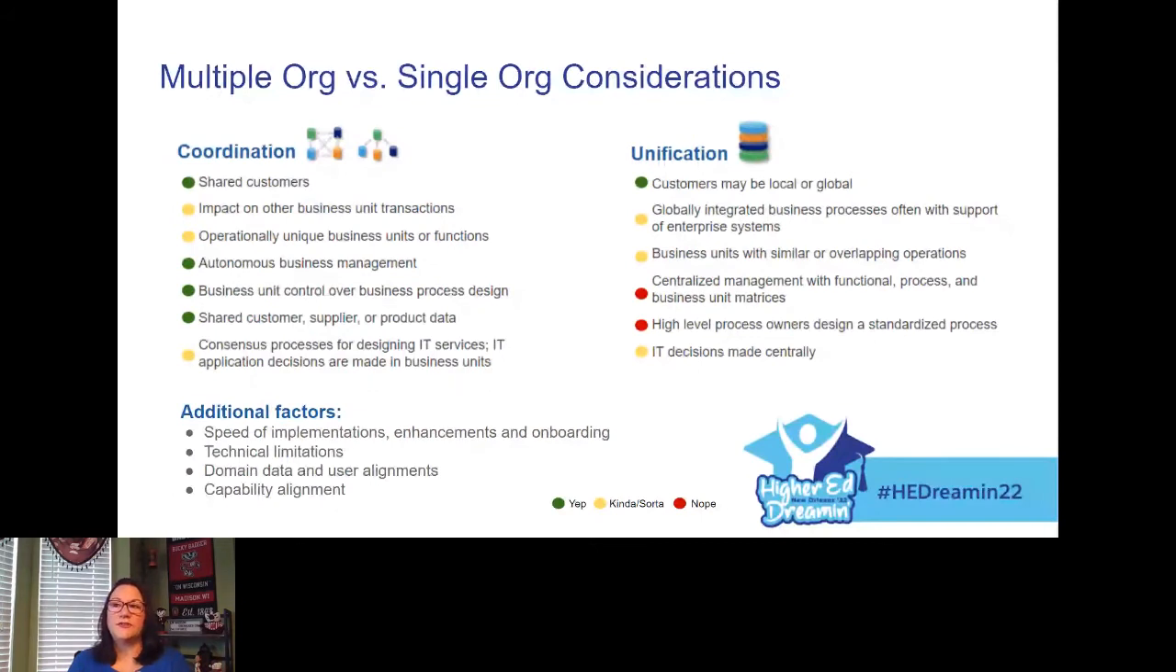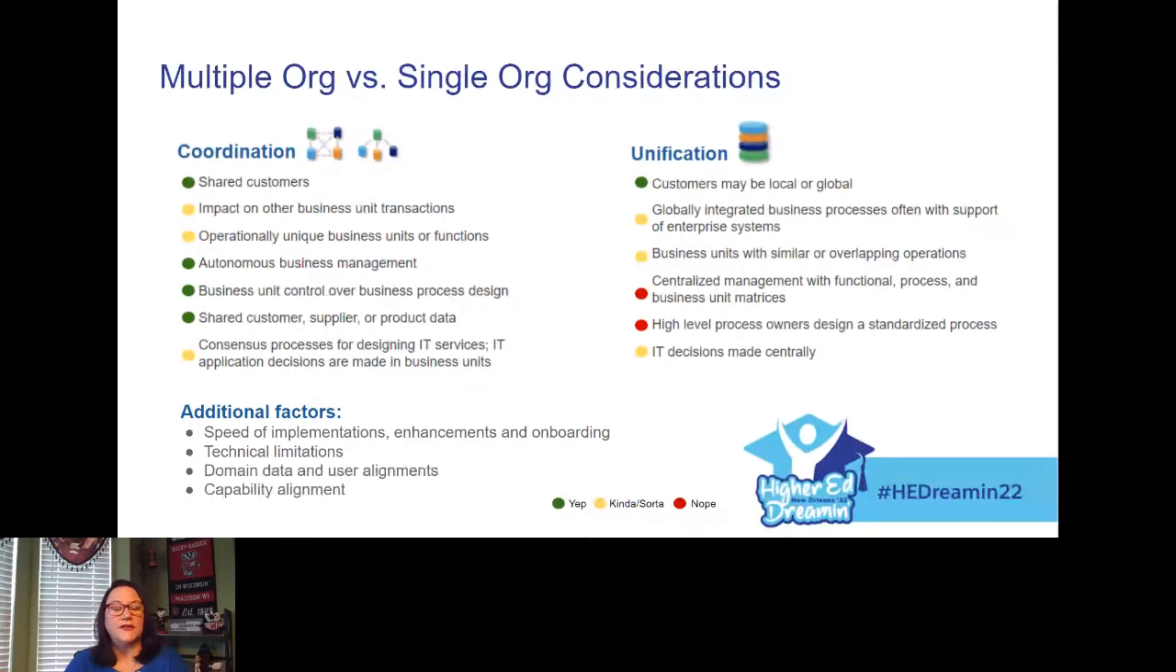So when it comes to thinking about having that single org, the standardized business processes across all of our business units, it's likely not a realistic expectation. So we're really leaning towards this multi-org coordination model. There are some additional factors here too. The speed of implementations, enhancements, and onboarding. We also had some concerns that if we have a single org, how long do we have to wait when we have this massive backlog to be able to push enhancements into a single org?